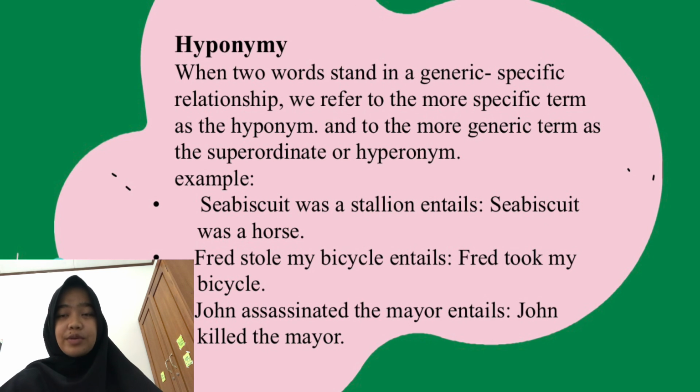Next, about hyponymy. When two words stand in a generic-specific relationship, we refer to the more specific term as the hyponym, and to the more generic term as the superordinate or hyperonym. Like the examples: C. Biscuit was a stallion entails C. Biscuit was a horse. And second, Fred stole my bicycle entails Fred took my bicycle. Next, John assassinated the mayor entails John killed the mayor.